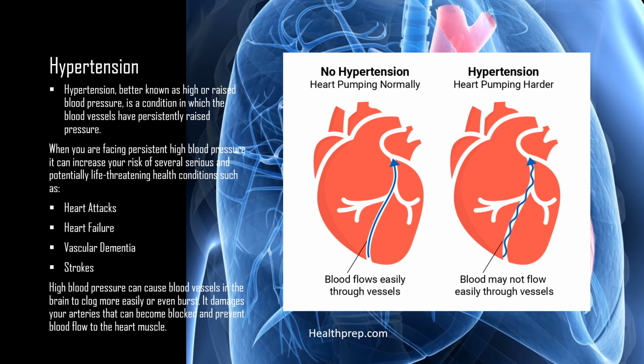Persistent high blood pressure can increase your risk of several serious and potentially life-threatening health conditions such as heart attacks, heart failure, vascular dementia, and strokes. High blood pressure can cause blood vessels in the brain to clog more easily or even burst. It damages your arteries, which can become blocked and prevent blood flow through the heart muscle.